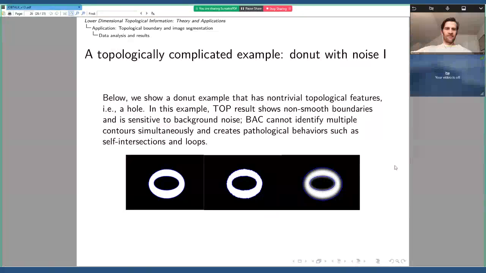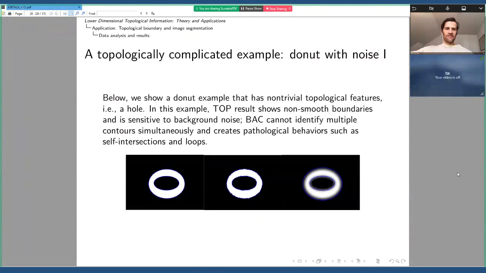In both cases, the BAC cannot identify multiple curves simultaneously because its energy functional is defined to be a functional of a single curve. If you just put the image into the BAC algorithm, it will create a lot of self-loops at the exterior or interior boundary, and it will create a lot of other kinds of pathological behavior when it tries to cross from the exterior boundary into the interior boundary.